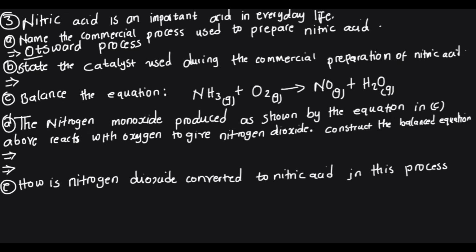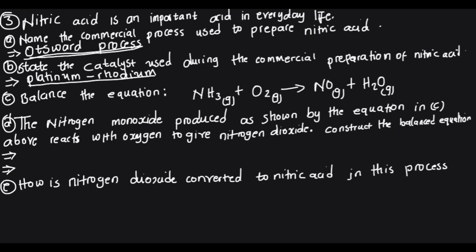So this is the name of the process by which nitric acid is produced. Now question B, state the catalyst used during the commercial preparation of nitric acid. Now the catalyst here is platinum, rhodium. So this is the catalyst that is used during the Ostwald process.